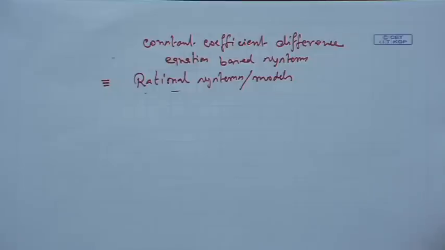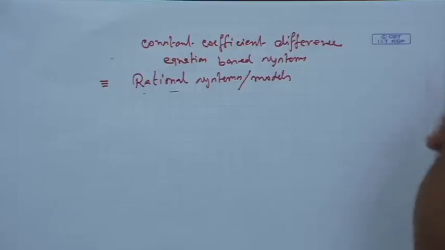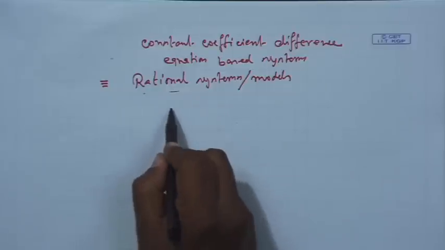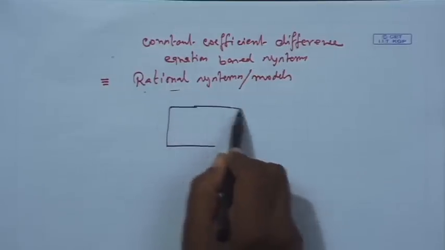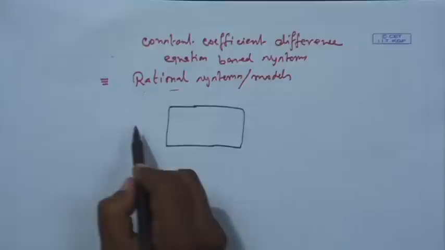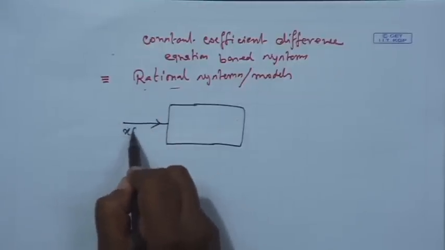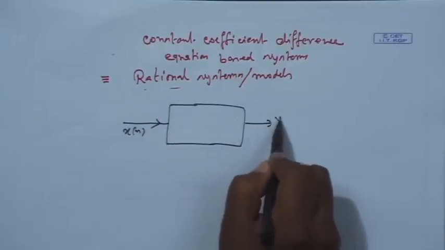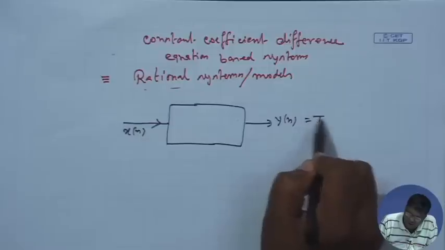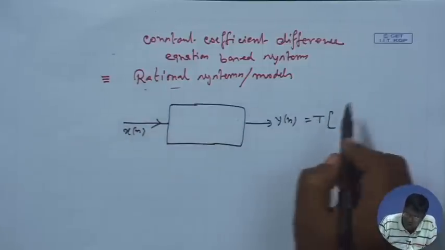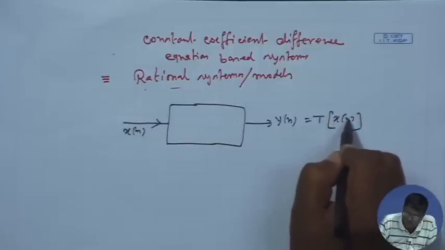Suppose there is a system, I am not sure whether it is linear and shift invariant, that has to be established, but there is a system that takes an input x n, produces an output y n. y n is operator T, system operator T working on x n. All right.